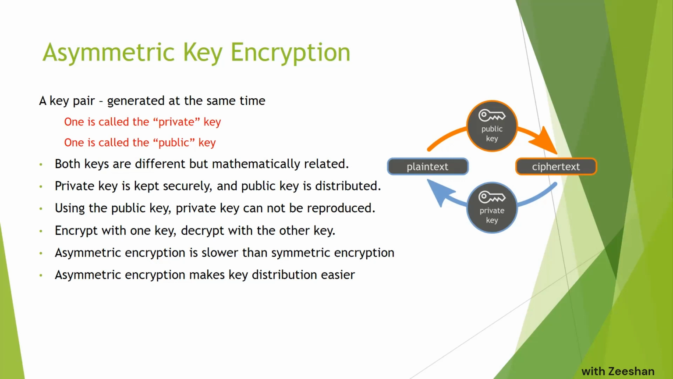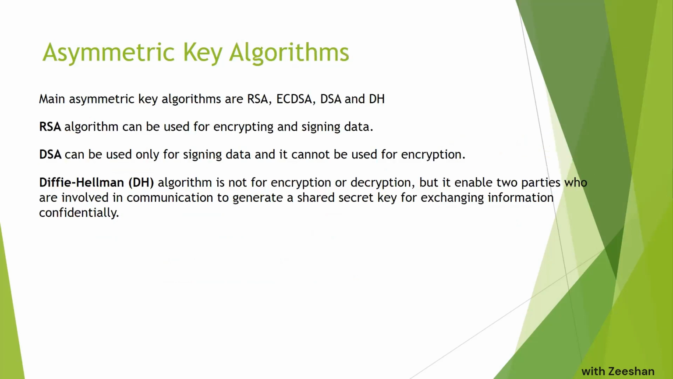And asymmetric encryption is slower than symmetric encryption. This is the problem with asymmetric encryption, because the algorithm is intense and it takes a lot of CPU cycles to decrypt your data. But it solves one problem, that key distribution is much easier. So with a symmetric key, encryption and decryption were fast, but the key sharing was a problem. With an asymmetric key, the key distribution is easier, but the cost is a bit high.